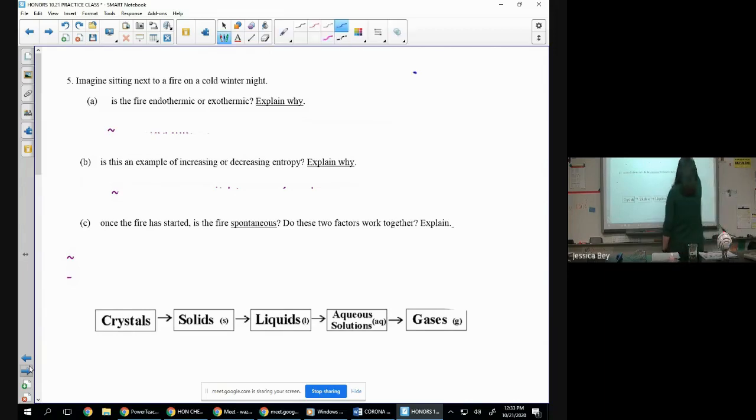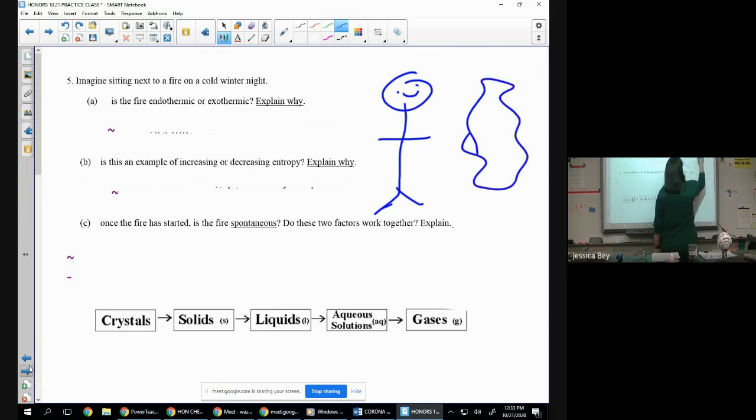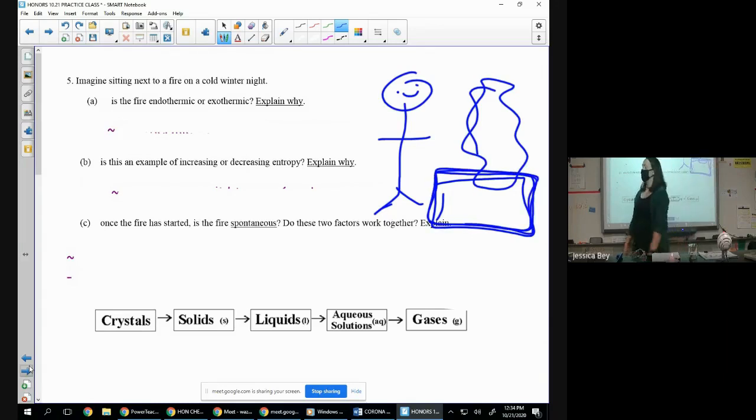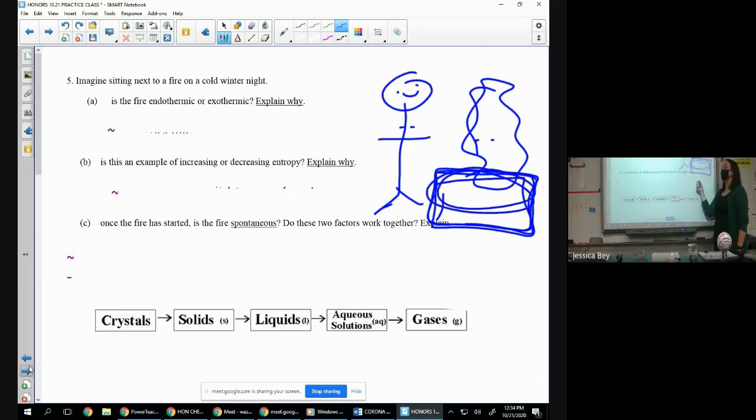So again, you're sitting here. I just love drawing things because I feel like you feel better. My log. Think about when you have a log and you burn it. The fire is roaring. It's going. So how does it feel? That will tell you if it's endothermic or exothermic. What's happening to my log? Once it's going, is it spontaneous? Yes or no? And if it is spontaneous, tell me if both the factors are making it spontaneous or just one is or just the other is.